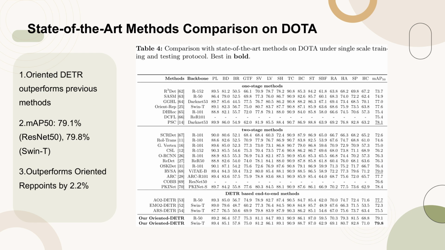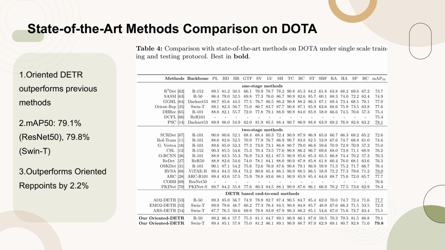Table 4 presents a comprehensive comparison of oriented DETR with state-of-the-art methods on the DOTA dataset under a single-scale training and testing protocol. The table highlights that oriented DETR, utilizing ResNet-50 and Swin-T as backbones, achieves mAP50 scores of 79.1% and 79.8% respectively, surpassing all previous methods. Notably, with the same backbone, oriented DETR outperforms the point-based representation method Oriented RepPoints by 2.2%.